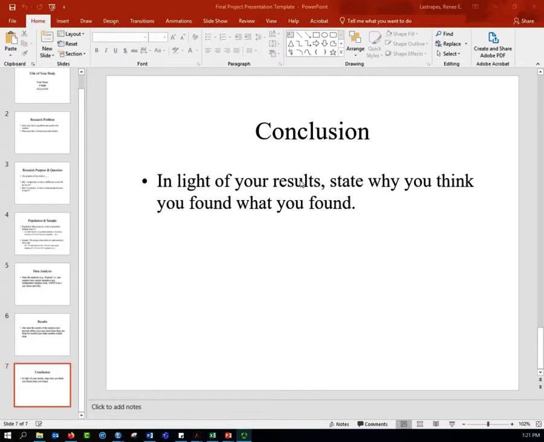So in light of your results, state why you think you found what you found. And typically in a real paper, you would go back and look at the literature and give evidence from the literature to support your claims. But we're not going to be that fancy for this. I just want you to go through the process of doing a very tiny research study.